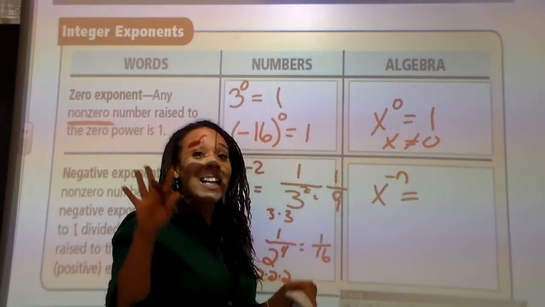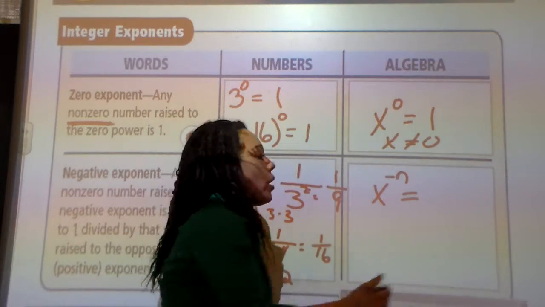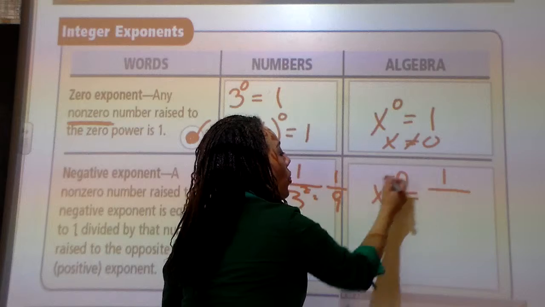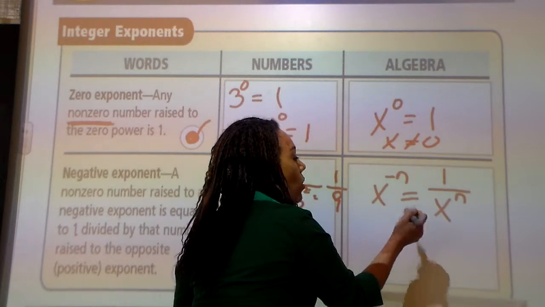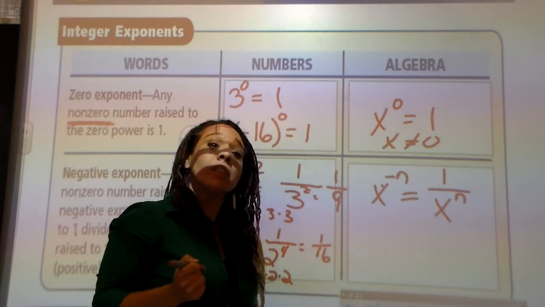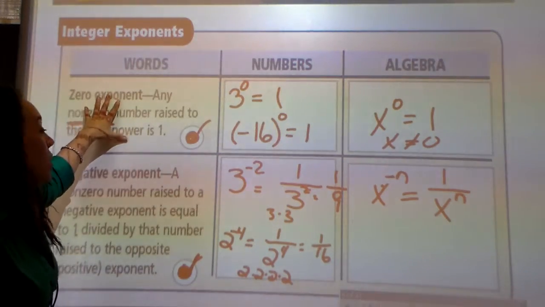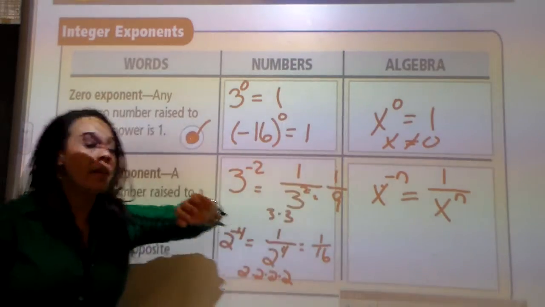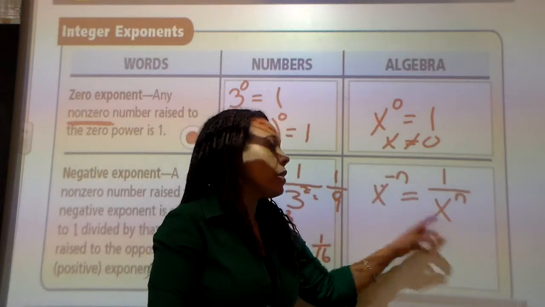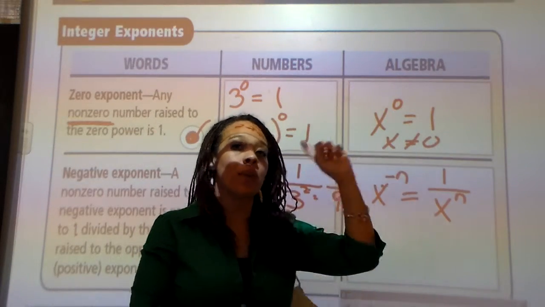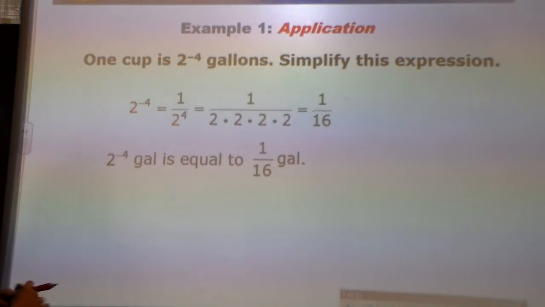Equals exactly what we said: 1 over the whole thing without the negative, x to the n power. This whole thing without the negative. Okay? So this is how we do 0 exponents equal 1. Negative exponents equal 1 over the same base and exponent, but without the negative. Okay? So let's see how that looks.